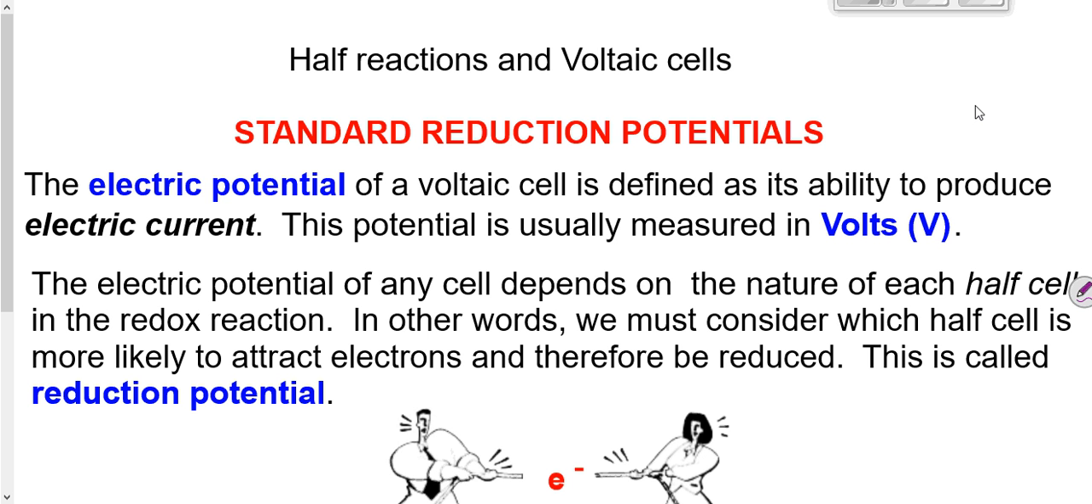So the electric potential of any cell talks about its ability to produce electric voltage. And I'd like to say potential rather than current so that we keep this accurate. The electric potential of any cell is going to depend on the nature of the half cells. Are they pushing or pulling on the electrons? Will they work together or against each other? Let's take a look at how we can figure all this out.